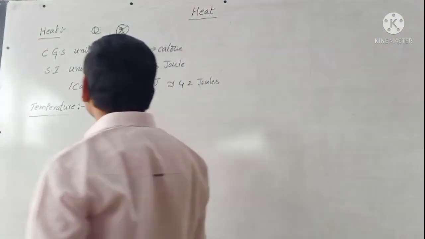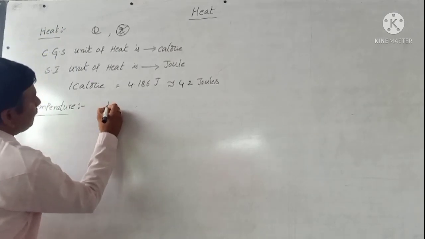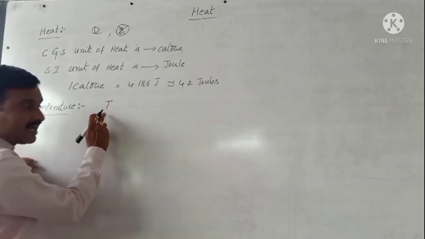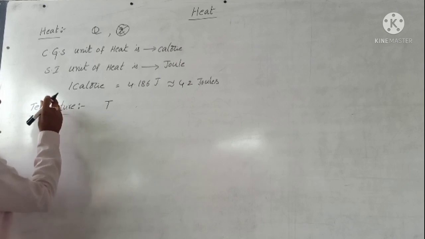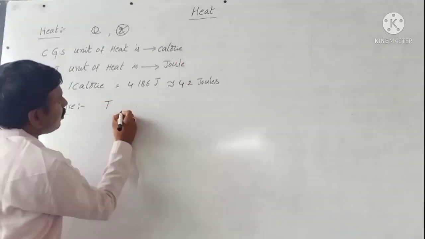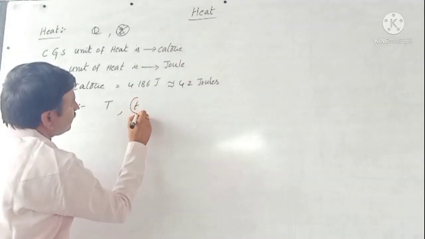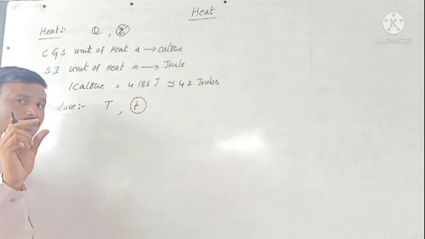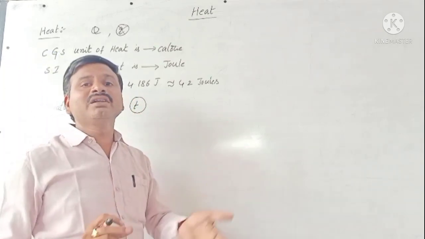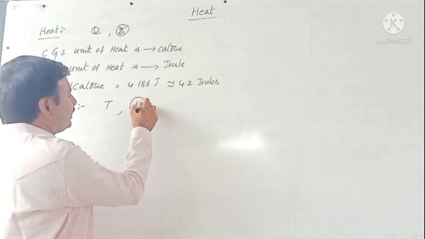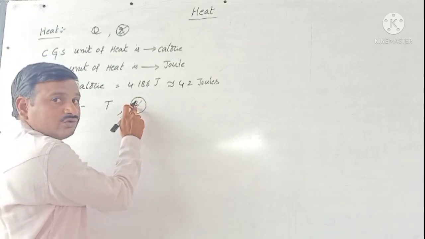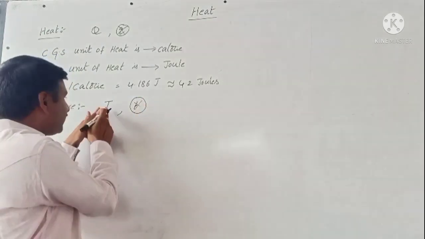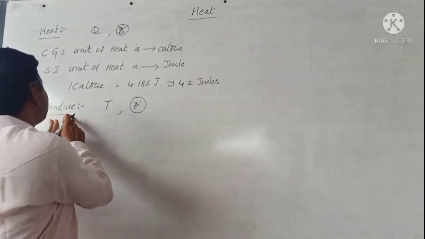Temperature is denoted by the capital letter T. Capital T is used to denote temperature. But small t is used only for the time taken by the object. Capital T denotes the temperature.